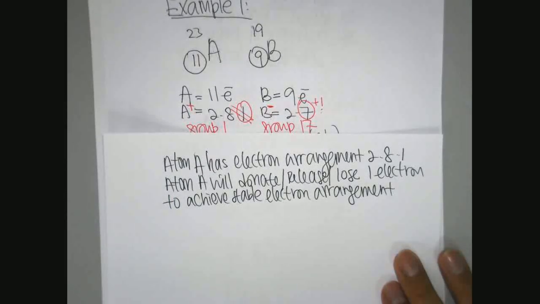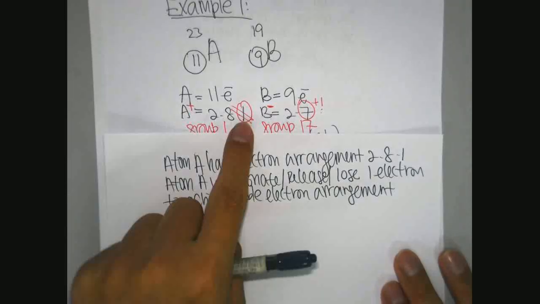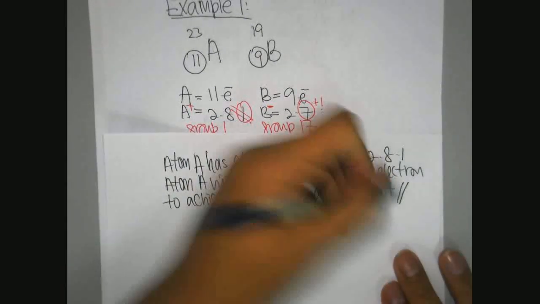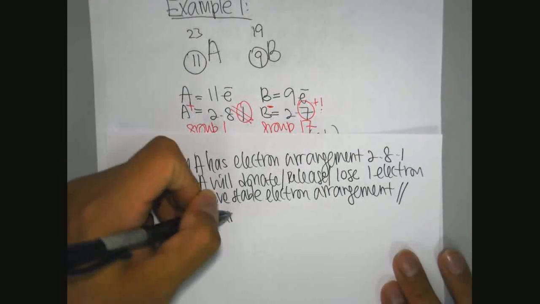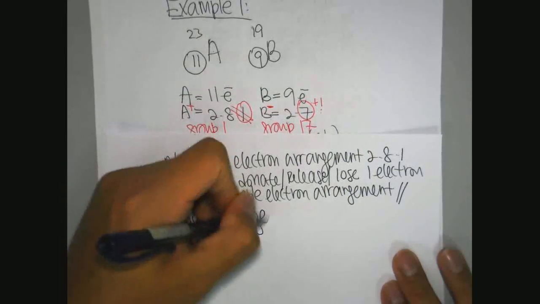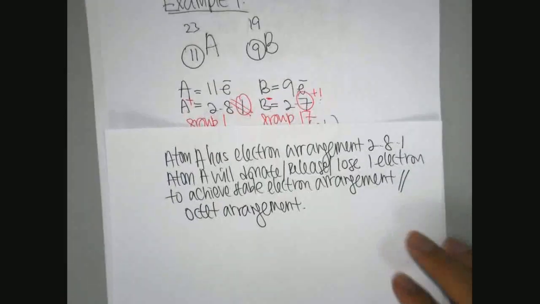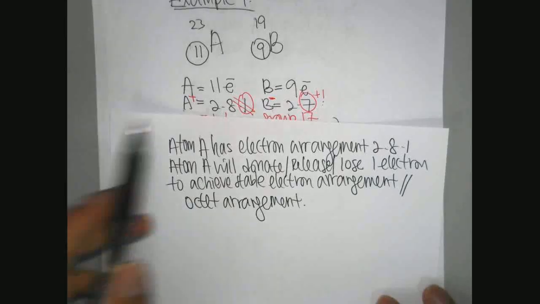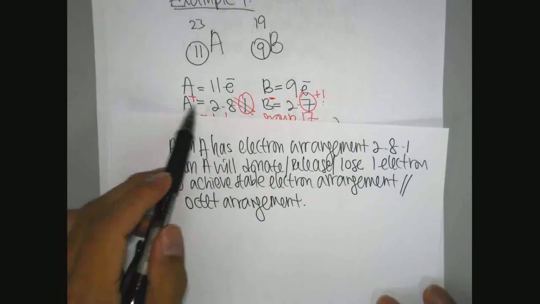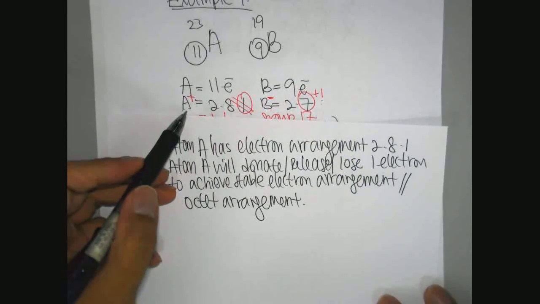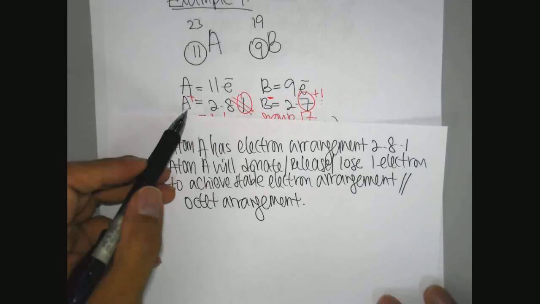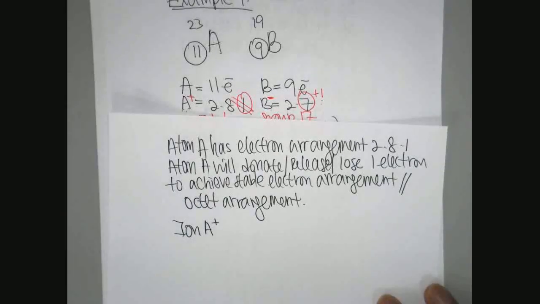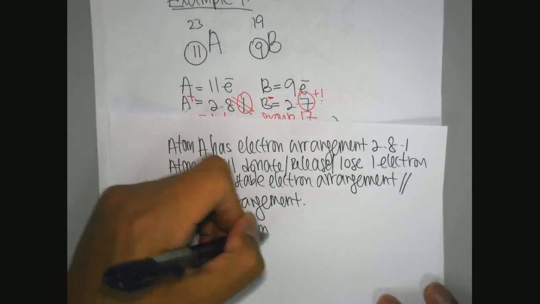If you don't want to write stable electron arrangement, since after donating the electron you become 2,8, the 8 you also can call octet arrangement. So now after we become octet, what happened? When A loses the electron, you will form A plus. Anything with charge, when you write the name, you must write the word ion. So the ion A plus is formed.